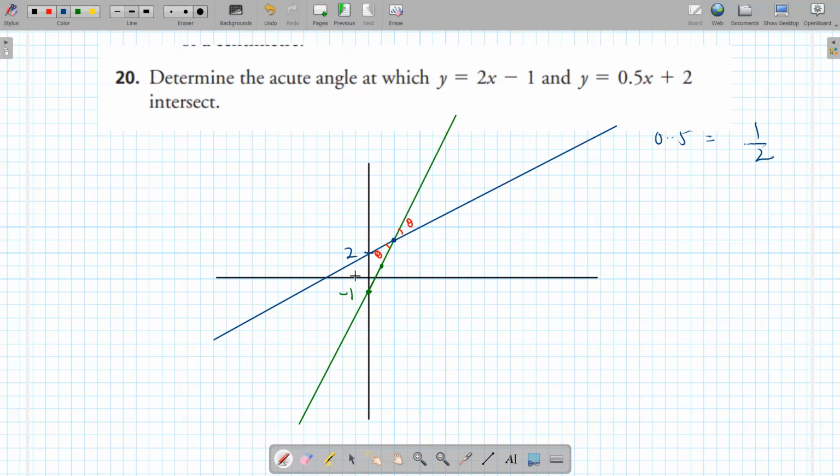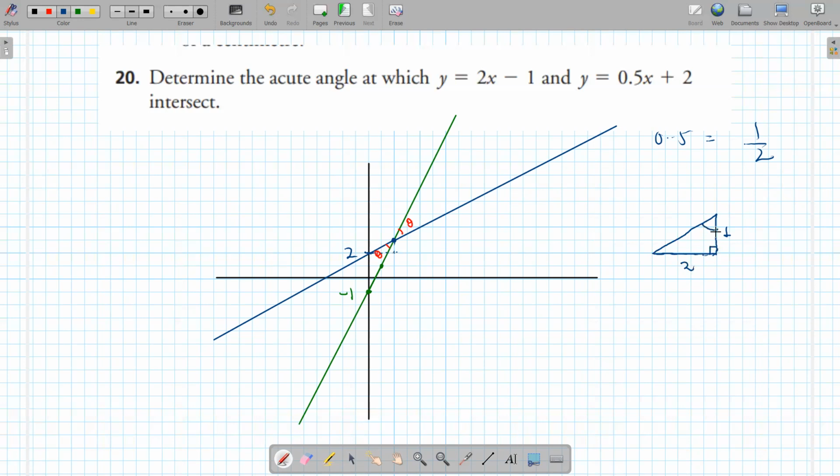So I'm looking at the blue line. Let's turn that into a triangle. From here to here for the blue line, we're looking for, well, we're not looking for that. That's not theta. I'm looking at this blue triangle here. So we know our rise was 1, and our run was 2. Like that, yeah?